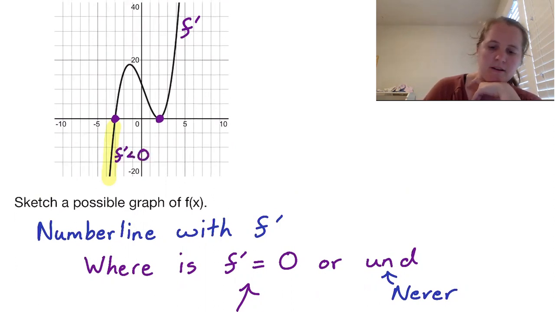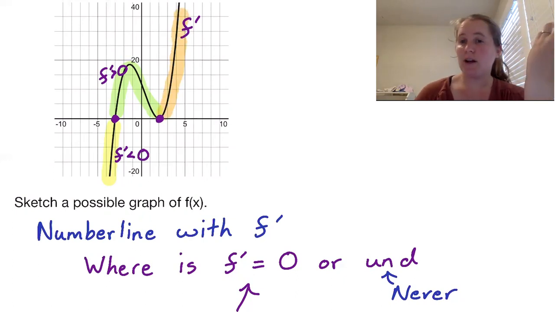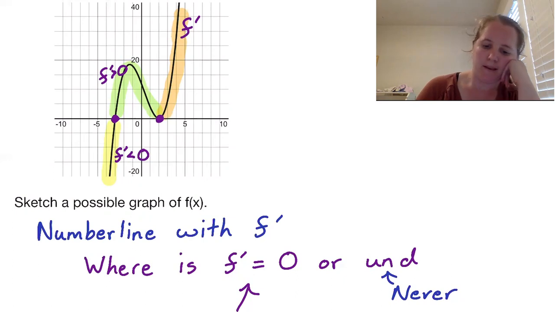And then the next stretch, all of this is above the x-axis, so f prime is positive, or greater than 0. And then our last stretch, again, the y values are positive, the y values are f prime, so we have f prime is greater than 0.